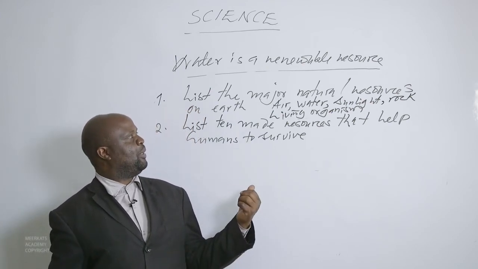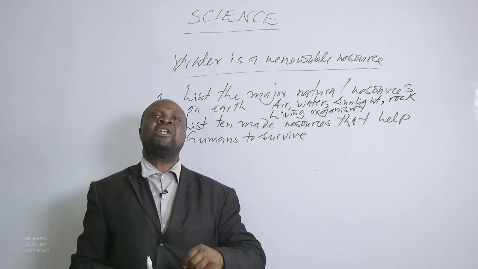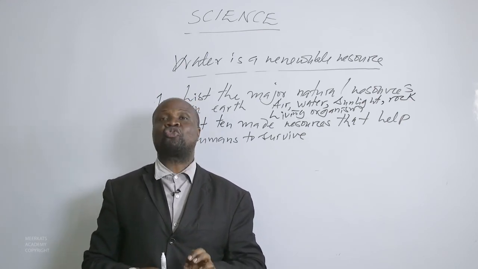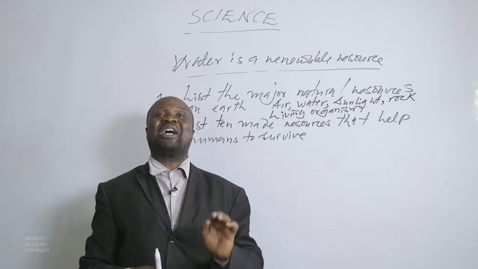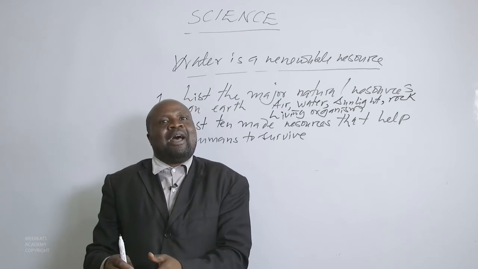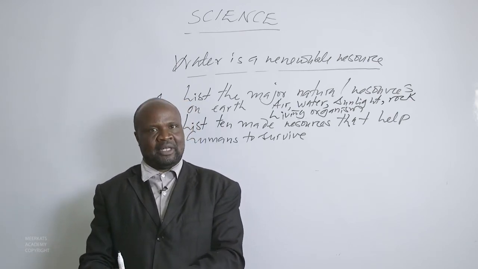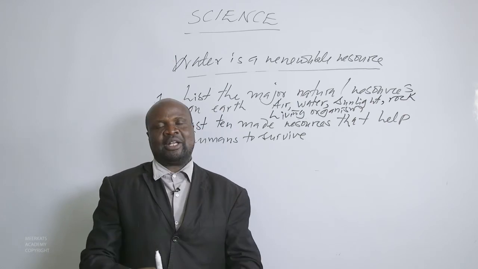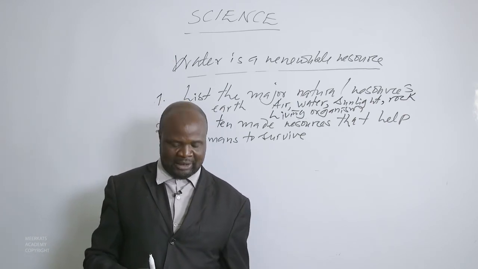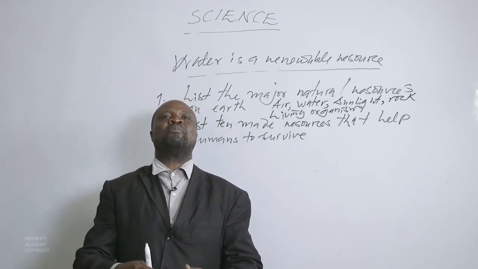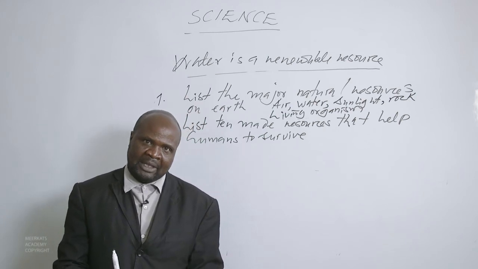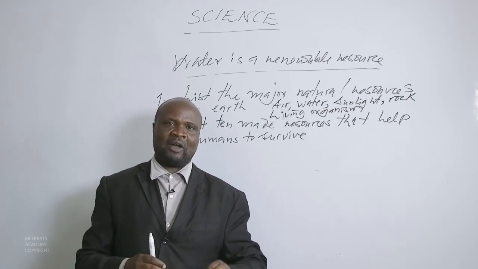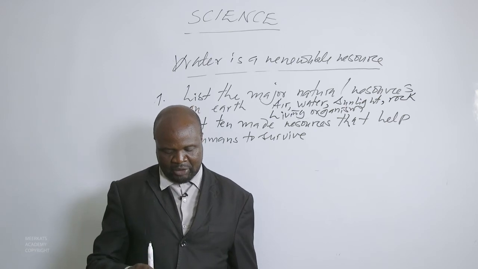Then lastly, when it comes to made resources, we mentioned medicine. We said we can extract medicine from plants. We can also extract medicine from animals. We can also extract medicine from minerals. Yes, minerals are there, but in their natural state, they are not medicine. What is a medicine? It is something that you can take maybe if you are sick so that you can regain your health, you can regain your status, you can be able to get healed. So medicine is a form of drug. These are drugs that can heal you. So we are saying medicine is a made resource because we have made medicine from plants, from animals, and from minerals.